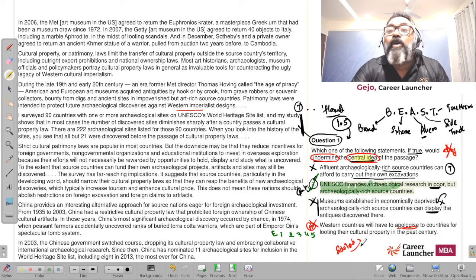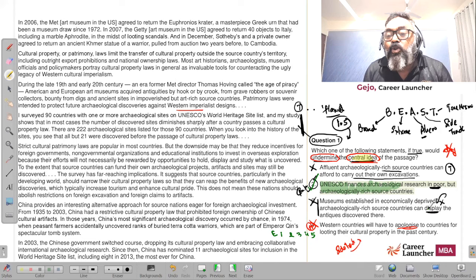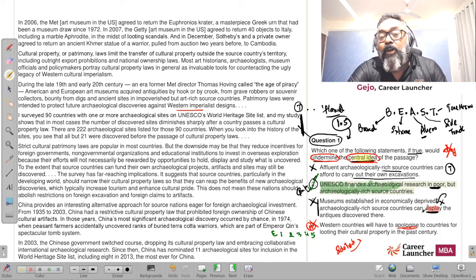So, answer choice number 4 is addressing something alien. Answer choice number 2 is addressing an issue which is not an issue, which is a non-issue. Display is not the problem. Discovery is the problem. So if you have done that, then you can pick answer choice number 2 as the answer.